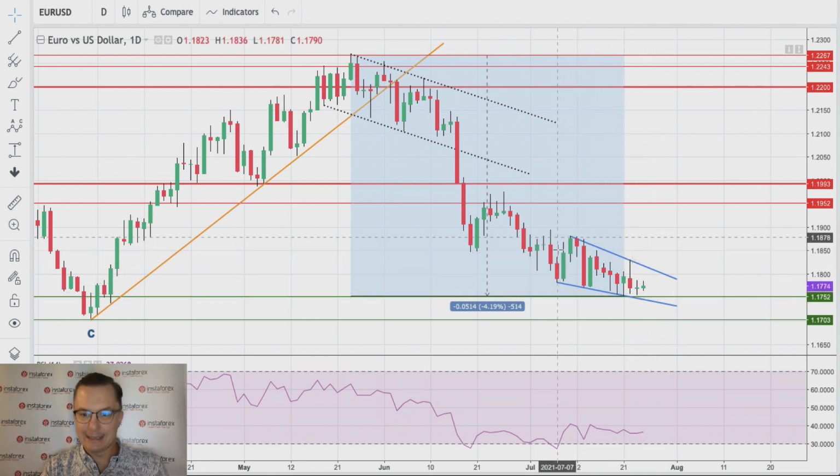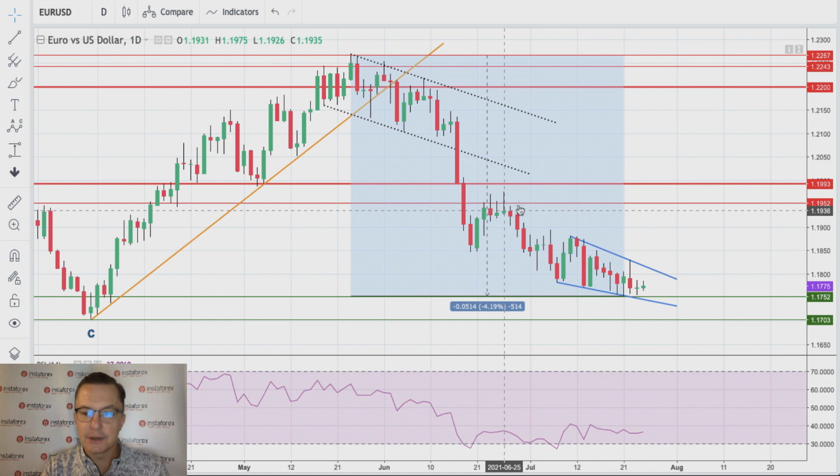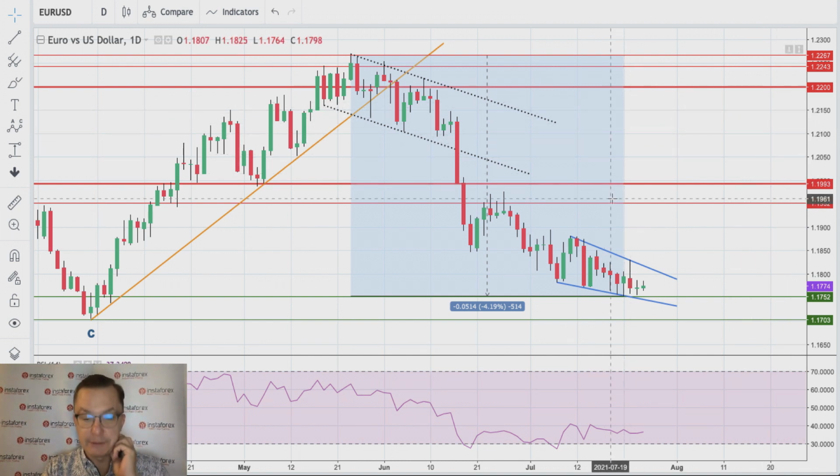Again, if this is the ending diagonal, then the breakout should be to the upside towards the recent technical resistances. Please notice that we have this rejection candle here around 1.1952. So this level is very important for the bulls and for the bears, of course, because any breakout above 1.1993 will definitely give us an opportunity towards 1.21 and 1.22. Those are the next target levels for bulls.